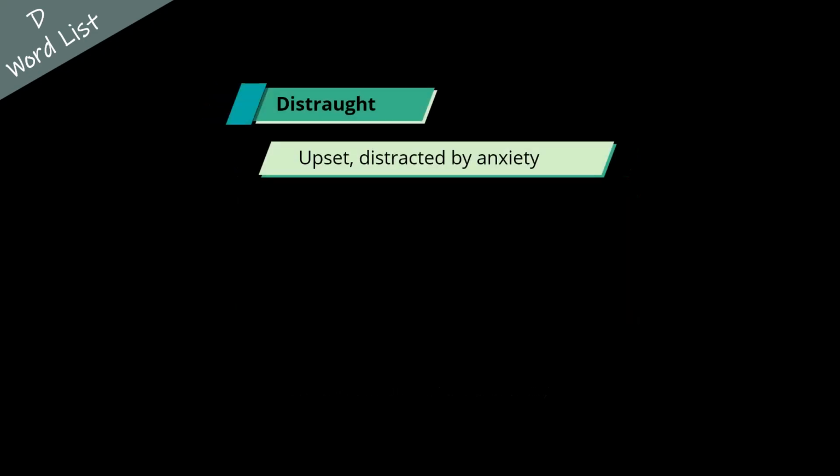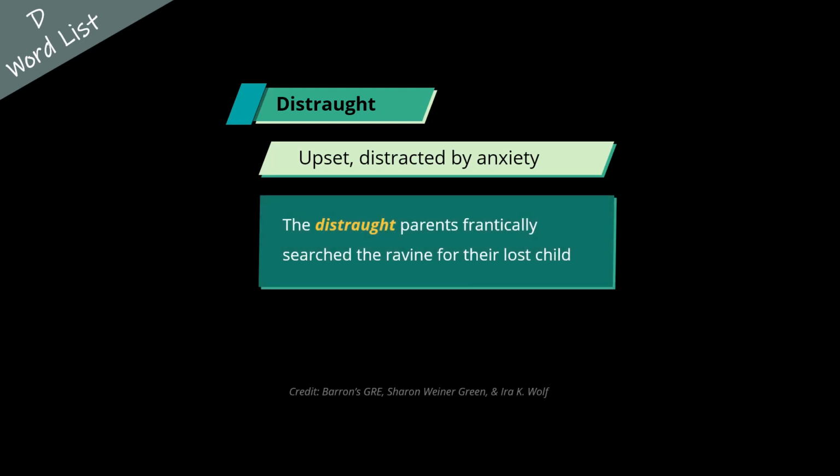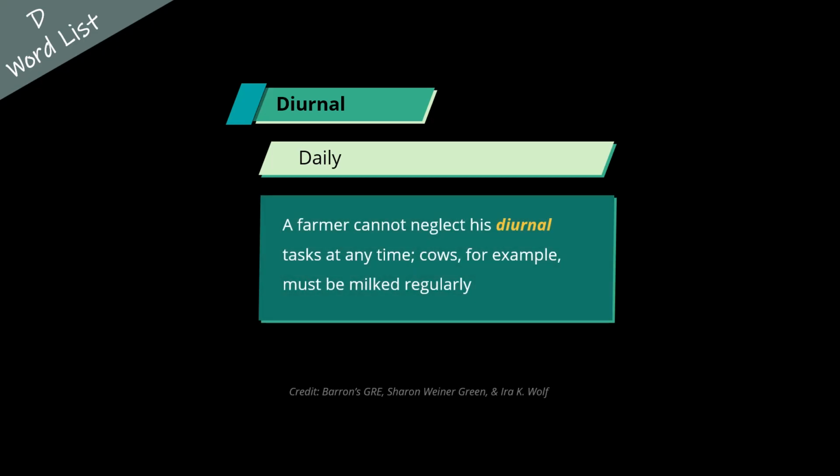Distraught means upset, distracted by anxiety. For example, the distraught parents frantically searched the ravine for their lost child. Diurnal means daily. For example, a farmer cannot neglect his diurnal tasks at any time. Cows, for example, must be milked regularly.